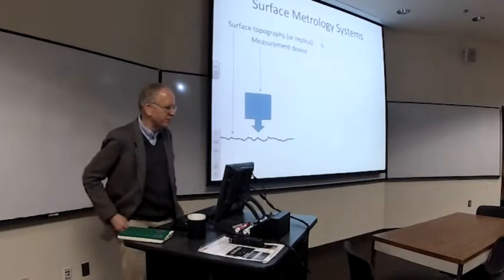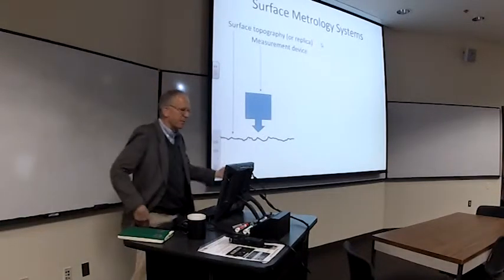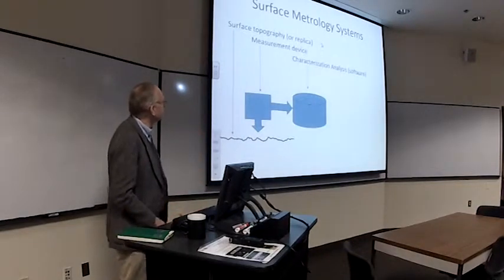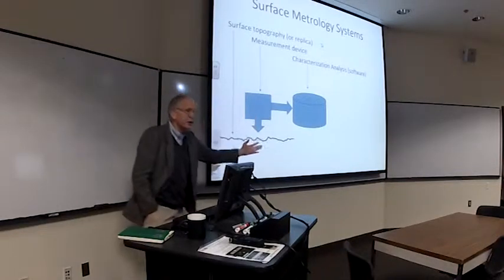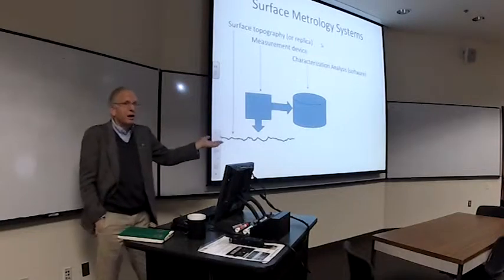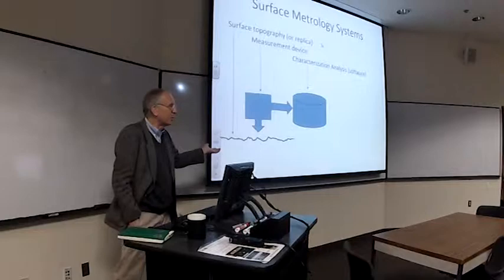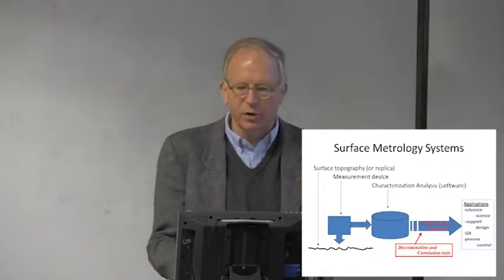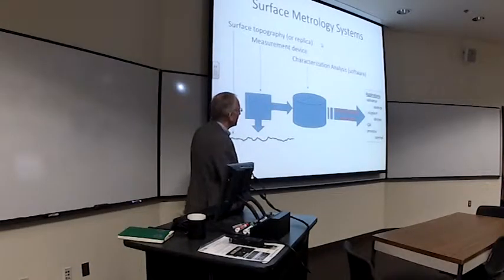So surface metrology. Start off with some sort of topography, and it could be a replica, right? Sometimes if I'm doing roads or something, I have to take a replica of the surface. So I have some sort of measurement device, and then I need to characterize that measurement. So we measure millions of heights, and as you can see already, I can measure millions of heights. I can get a nice picture, and a picture's worth 1,000 words. But I'm an engineer, not a poet. I want some numbers, and some numbers that are going to correlate with something. So I've got to characterize this, and that's the characterization analysis.